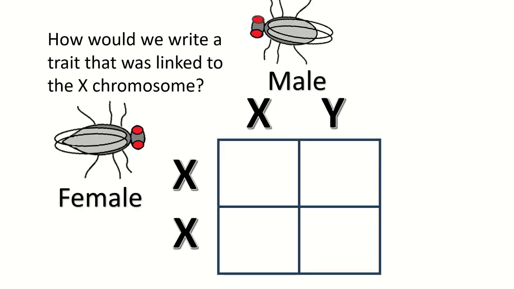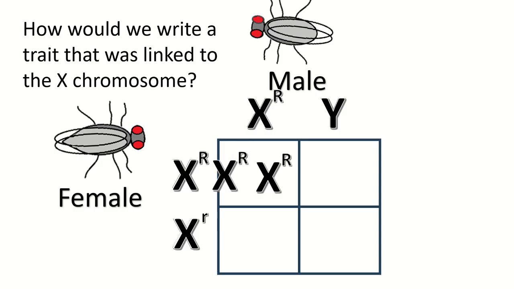What if something was linked to those chromosomes, to the X chromosomes? Kind of like this. If we were tracking not just whether you're male or female, but also a chromosome that was linked to the X chromosome, we could write it like this, and we could still do a Punnett square to guess the chances of inheriting one of those traits. Notice though that it's very different than what we've done before.